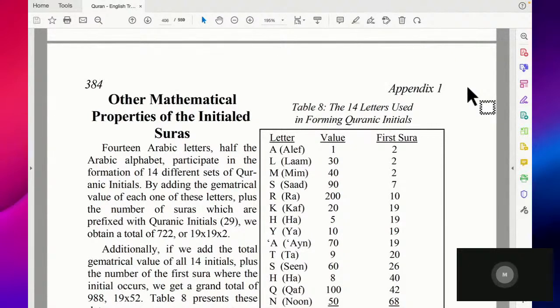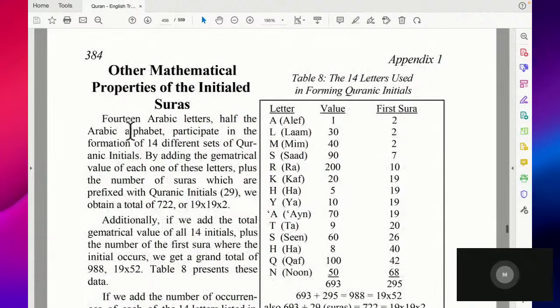God willing, today we want to start another session from the series of sessions studying the appendices of Quran, the Final Testament, translated by Dr. Rashad Khalifa, the Messenger of the Covenant. Today we want to start from page 384 with the section named Other Mathematical Properties of the Initial Surahs. Now let's get to it.